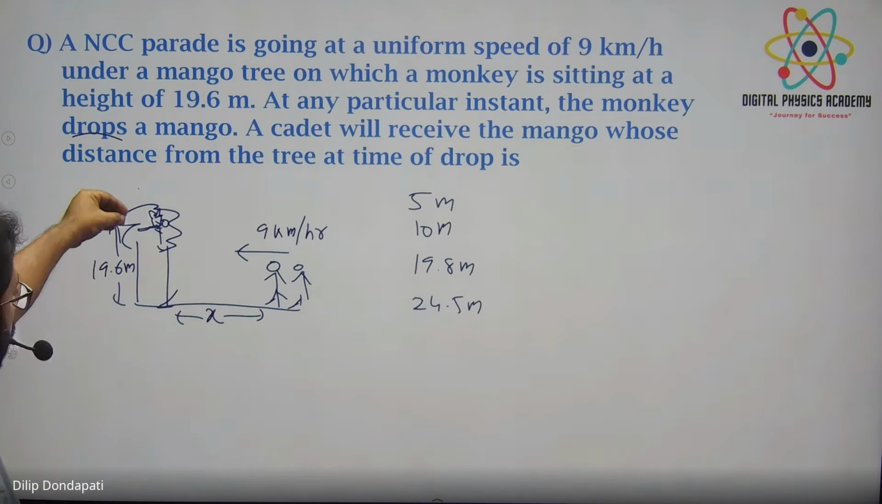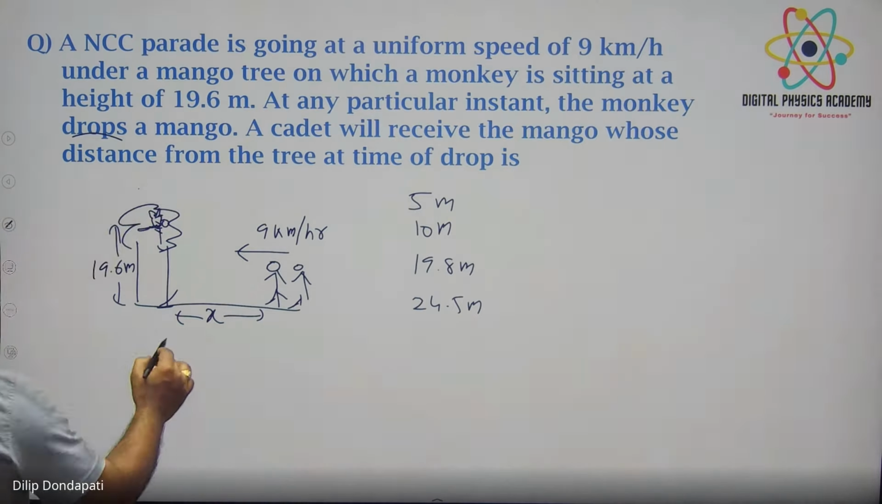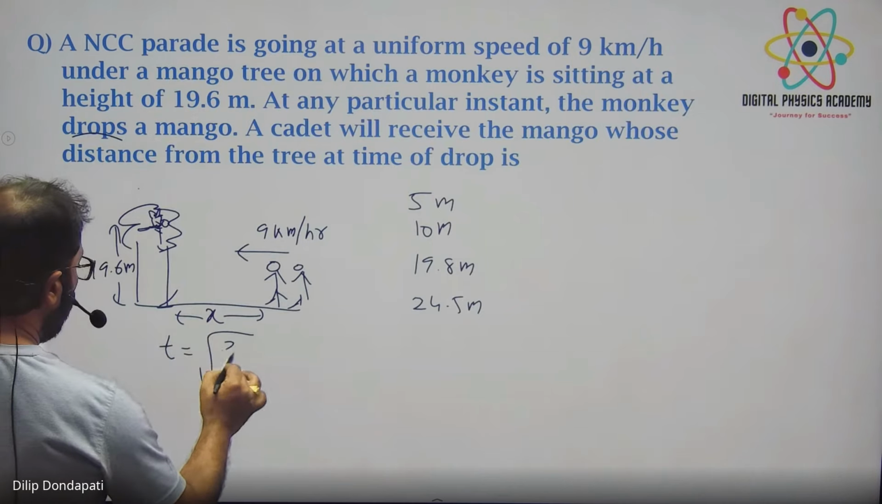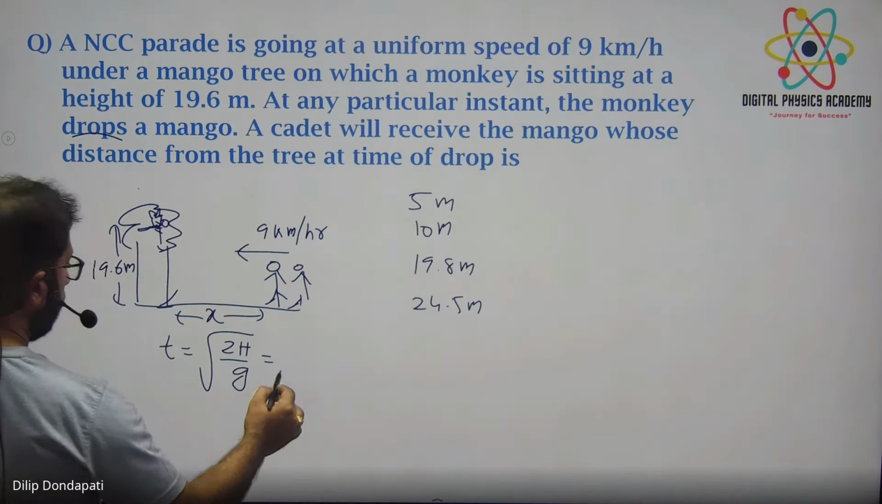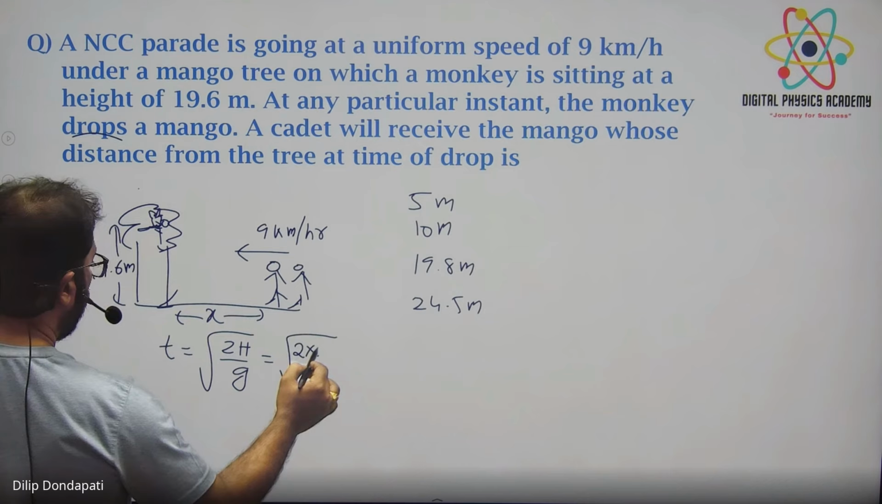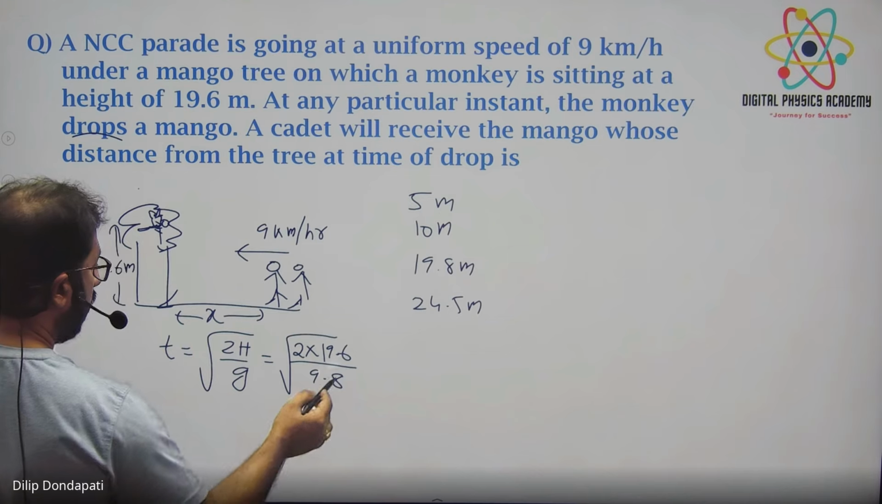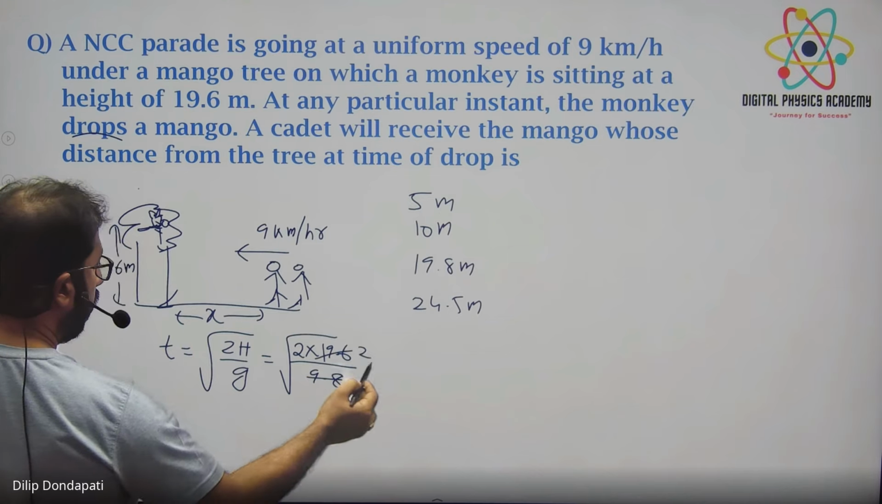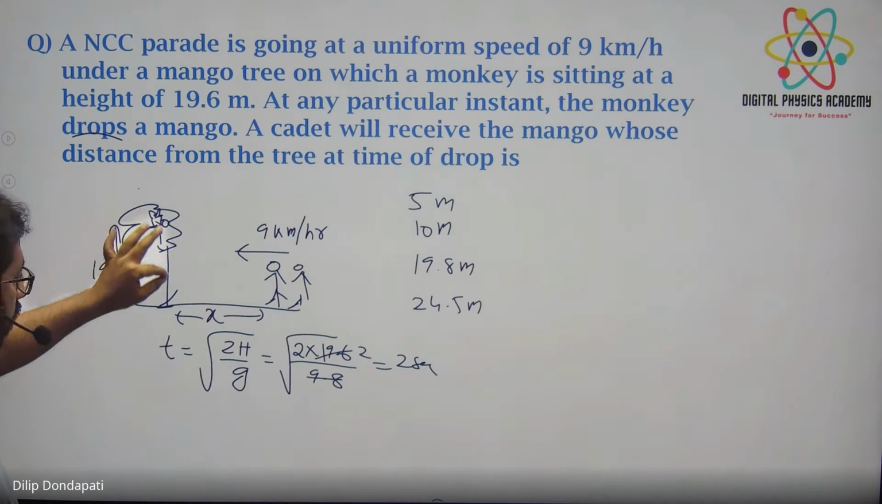Formula मालूम है ना? Whenever you drop an object from a height h, time is equal to under root 2h by g. And now time कितना है? Tell me. 2 into h is 19.6 by 9.8. So 9.8 2 ja 4 2. 2 seconds लगा the apple to fall down.